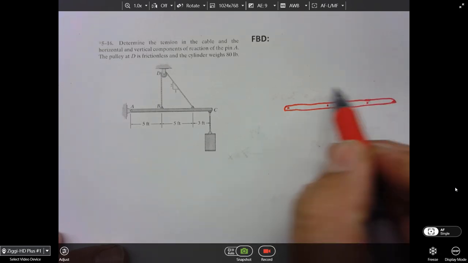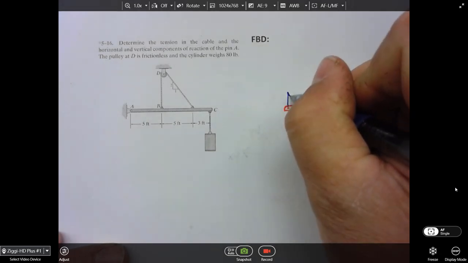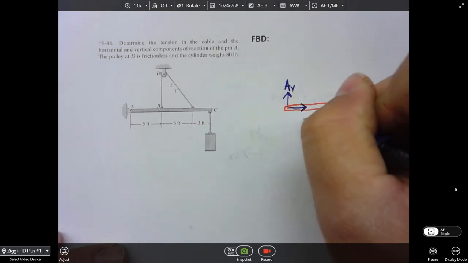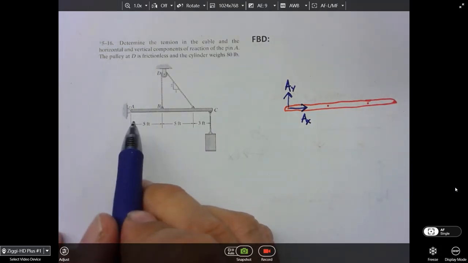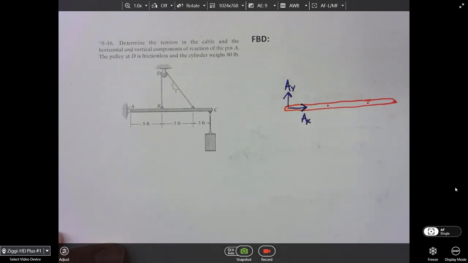Okay, so if we remove the beam, what's one thing that touches it? The pin at A. And what types of forces would the pin at A put on it? Okay, AY, AX. And would a pin resist a moment? No, because it could rotate about it, right? Okay. What else touches the beam?